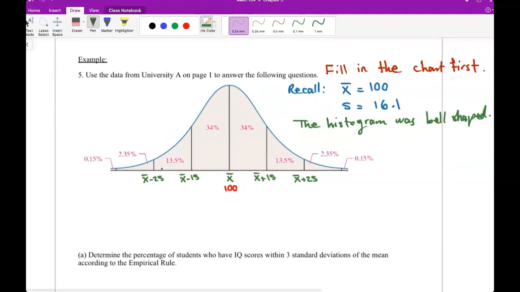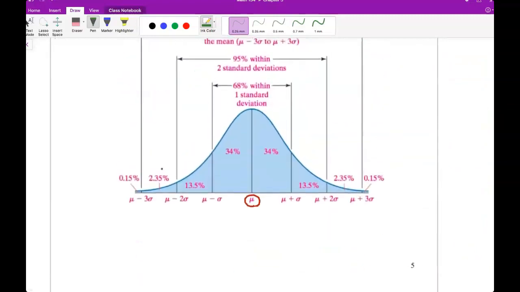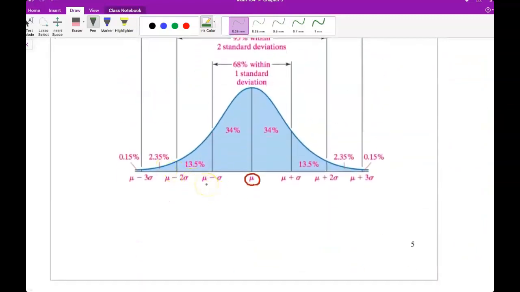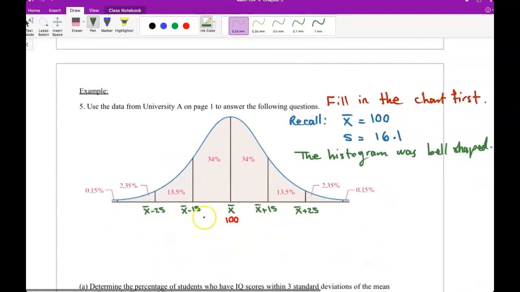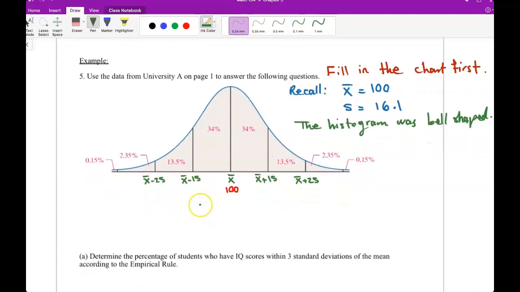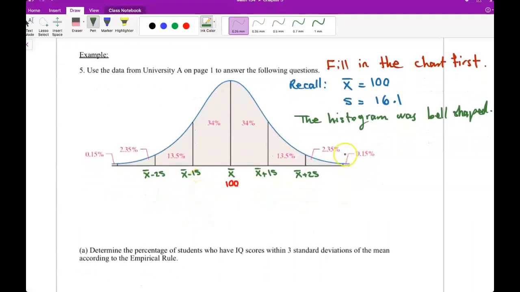See what the difference is between this one and the previous page we have here. Since this is for population, instead of X-bar we have mu, instead of S we have sigma for population standard deviation. But here we have sample standard deviation, that's why we have S. And finally, this is X-bar plus 3 standard deviation. On left side, X-bar minus 3 standard deviation.